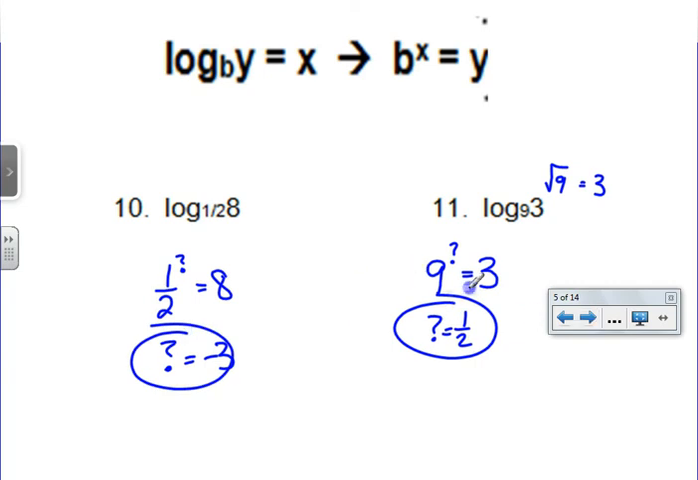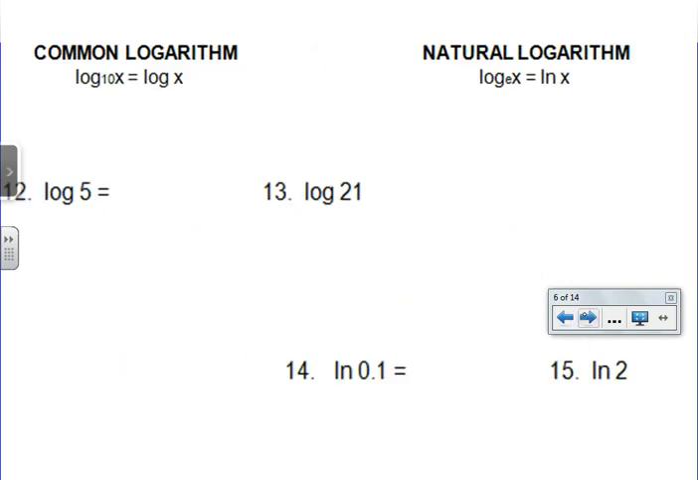Now, do you have to set it up every single time this way with a question mark? No. As you get really good at these, you're going to be able to just look at them and tell me the answer. Okay, now there are 2 types of logarithms we can actually do on our calculator.